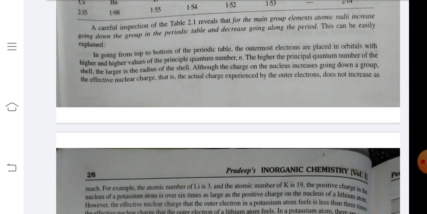In going from top to bottom of the periodic table, the outermost electrons are placed in orbitals with higher and higher values of principal quantum number n. The higher the principal quantum number of the shell, the larger is the radius of the shell. Although the charge on the nucleus increases going down a group, the effective nuclear charge, that is the actual charge experienced by outer electrons, does not increase as much.